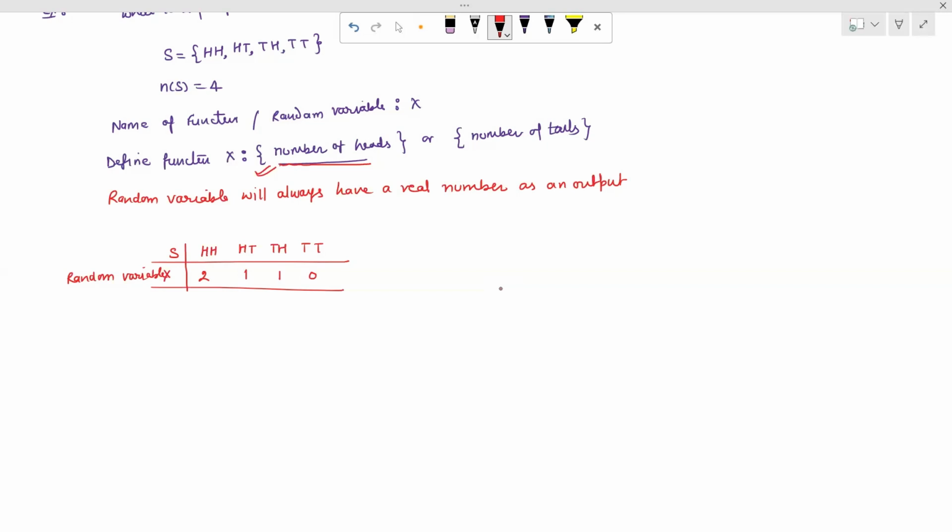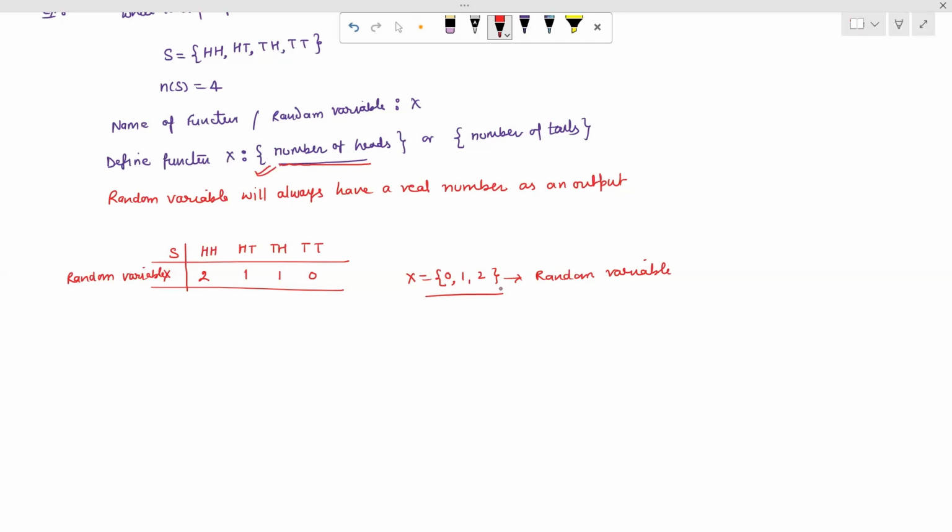So the random variable we represent in the form of a set. This can be written as zero head, one head, and two heads. Repetition is not allowed in set theory. So this X is said to be a random variable. So this is a random variable for the given example.